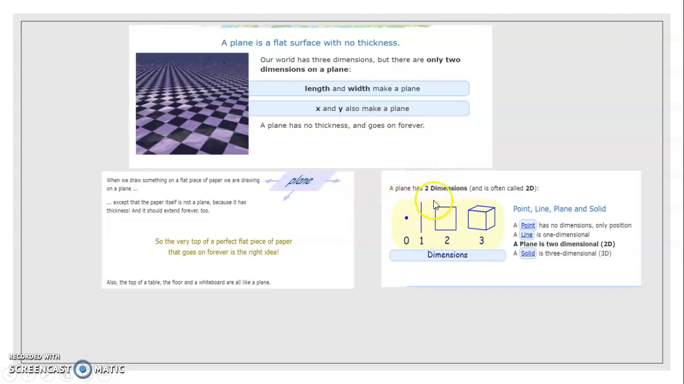A plane has two dimensions and it's often called 2D. 0-dimensional, 1-dimensional, 2-dimensional, 3-dimensional: point, line, plane, and solid.